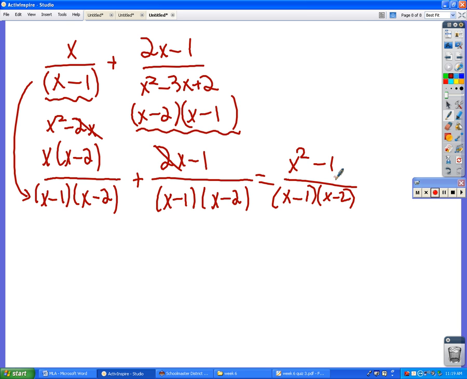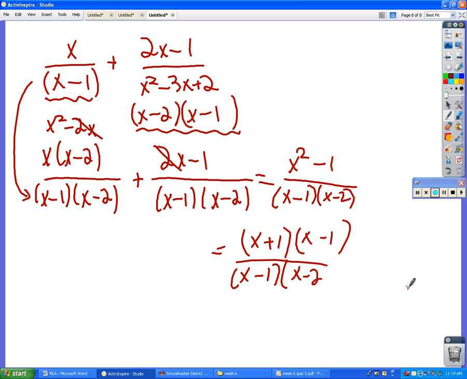But if you factor that, I can factor that. It's x plus 1 and x minus 1 because it's a difference of 2 squares. Since the top is just the difference of 2 squares, I can factor the x squared minus 1 into x plus 1 times x minus 1. So those will cancel, and now I'm left with x plus 1 over x minus 2.